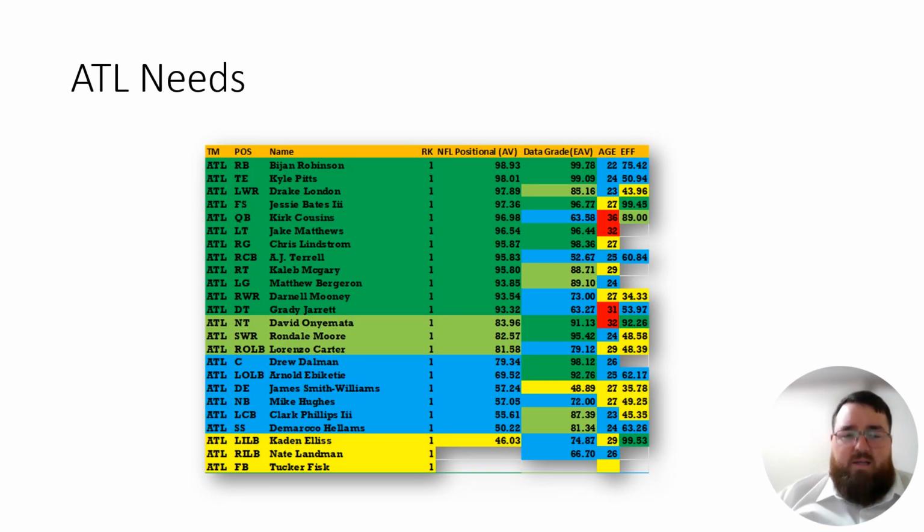Atlanta's needs. So this is a chart of the Atlanta Falcons overall starting roster prior to the draft. It takes a look at their positional value in terms of AV, how they actually performed, not their data, but how they actually have performed. It also takes a look at their EAV or expected approximate value score coming out of college. It has their age and their efficiency scores.